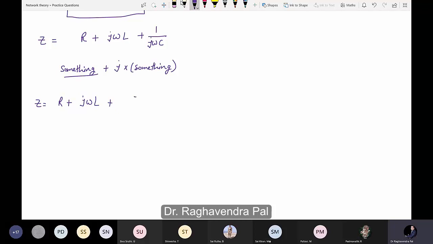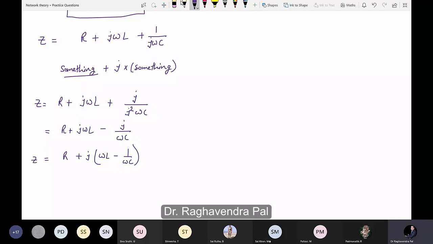Okay, so how to do? So j divided by j square omega C. We have multiplied by j in the numerator and denominator. So Z is equal to R plus j omega L minus j upon omega C, correct? How? j square is minus 1 and j is here. So if we do what? R plus j, take j common, omega L minus 1 by omega C. Okay, this is the value of Z.